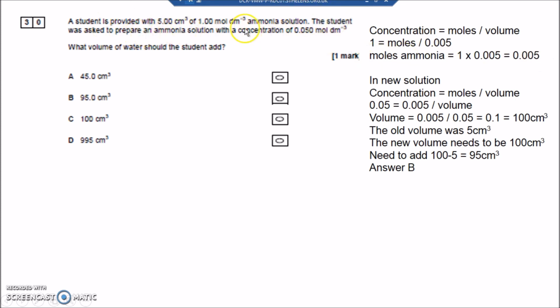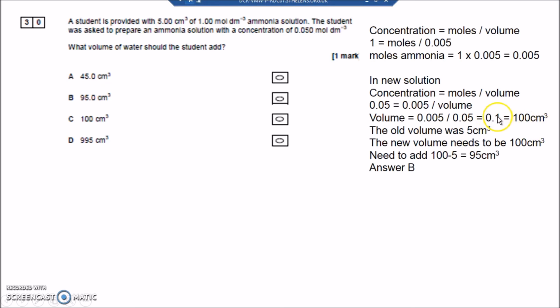The student was asked to prepare an ammonia solution of concentration 0.050 using this solution. So I know that the number of moles hasn't changed, but the amount of water has changed. So in the new solution, the new concentration is 0.05. I'm using this ammonia solution. I'm not changing the number of moles, I'm just changing the amount of water. So 0.05 is 0.005 moles divided by volume. Volume, therefore, is 0.005 divided by 0.05, which is 0.1 dm³.